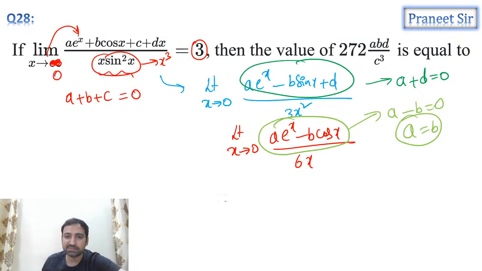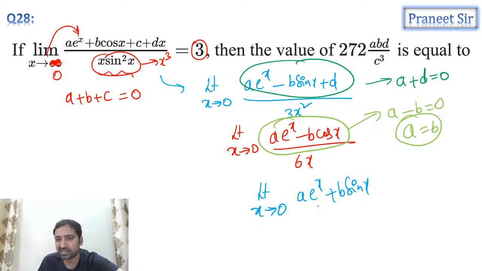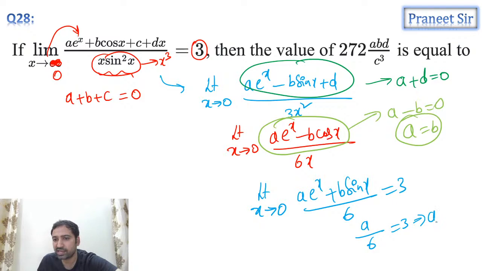Again you apply L'Hospital rule. If you apply L'Hospital rule again, what do we get, guys? Limit x tending to 0, a into e power x plus b sin x by 6. That's what we're getting, and this is given as 3. Now substitute the limit. When you substitute the limit, what do we get, guys? a by 6 equals to 3. From this, a is equals to 18. Is it correct?